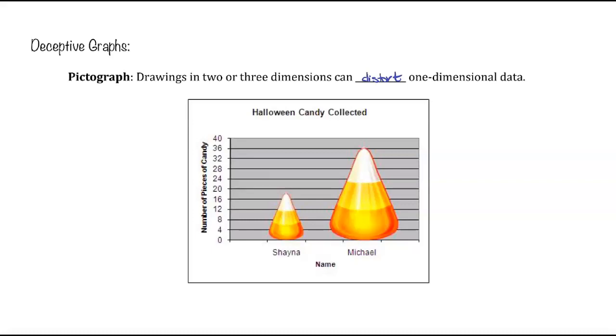Looking more closely, it appears that Shayna collected about 18 pieces of candy while Michael collected 36. So Michael did collect twice as much candy as Shayna. But by using this pictograph where the candy corn looks 3-dimensional, it really exaggerates the difference between these two.